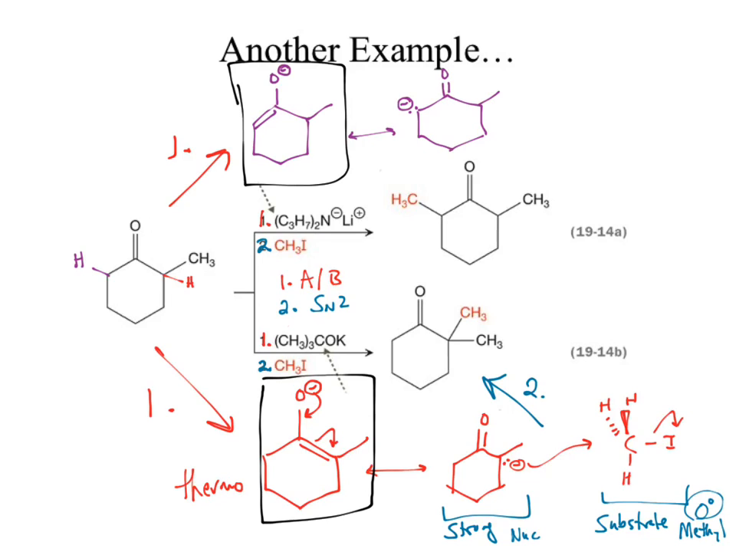The purple one is a kinetic. We can favor the kinetic or the thermodynamic by adding a different base. The base selects which enolate we form. There's our selectivity. Make sense?